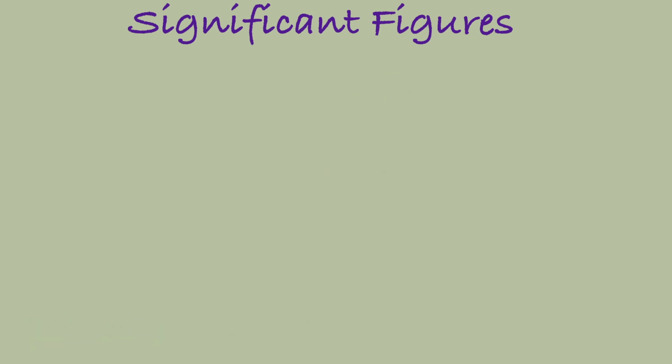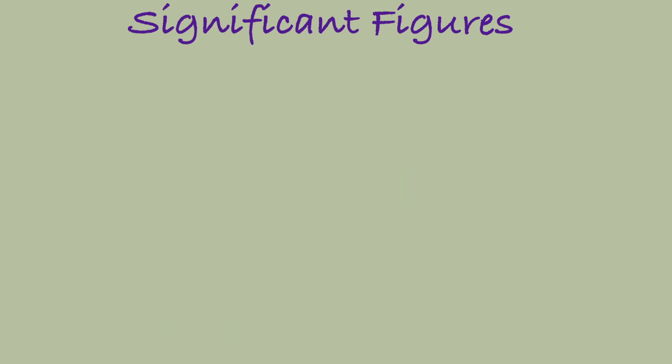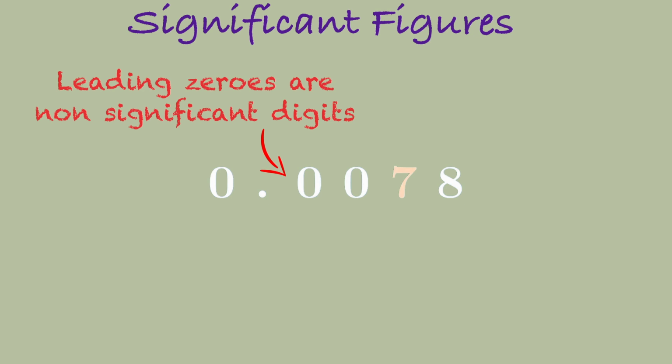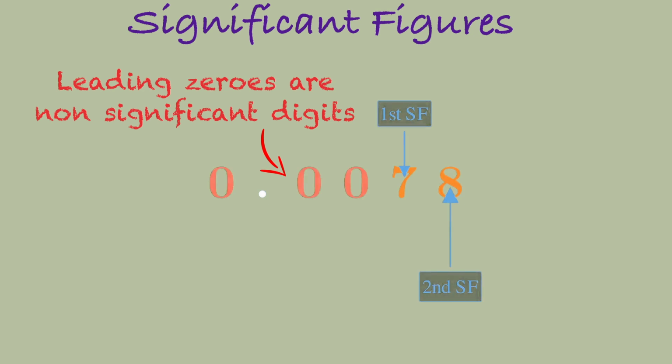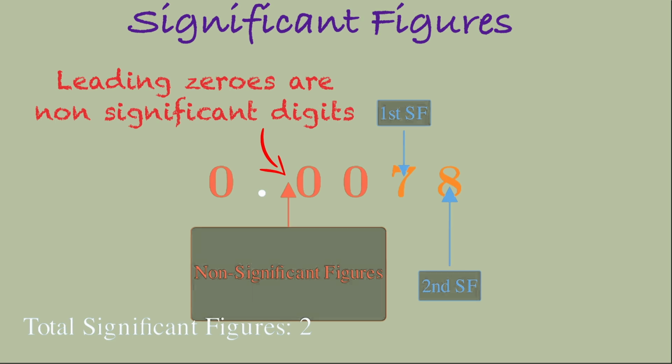Second, zeros that are sandwiched between other non-zero digits are always significant. Think of 1005. The zeros in the middle count. The number has 4 significant figures. Third, zeros at the beginning of a number, we call them the leading zeros, are never significant. They are just placeholders. For example, 0.0078, only the 7 and 8 are significant. It has 2 significant figures.